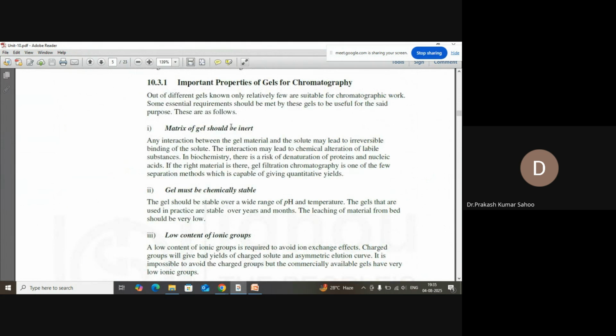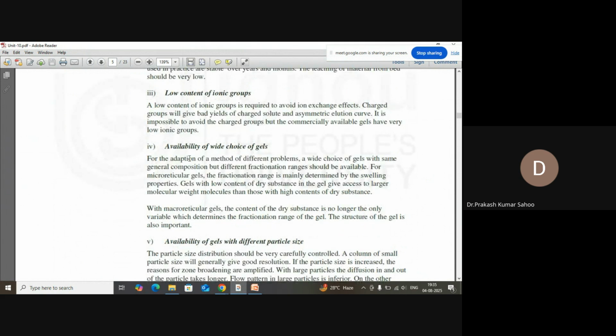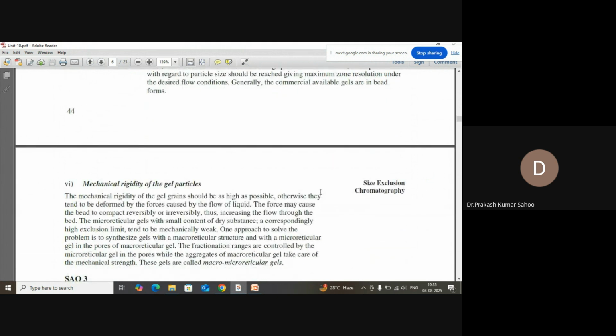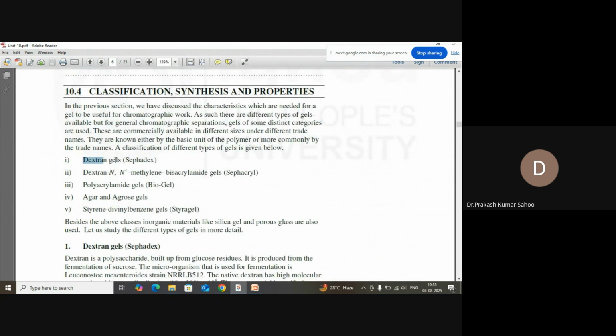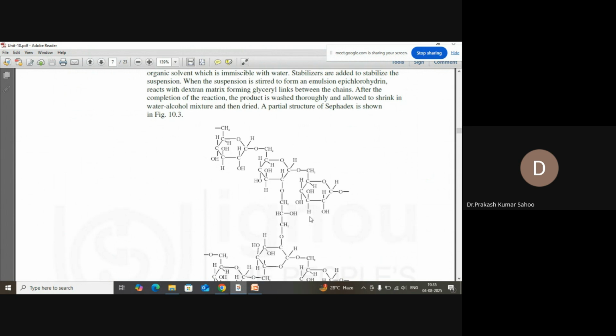The matrix should be inert, chemically stable, with low ion content, availability of a wide range of gel, availability of gel with different particle size, and mechanical rigidity of the gel particle. Then come dextran, Sephadex, Sephacryl, polyacrylamide gel, agar-agarose, and styrene divinylbenzene. All the things are discussed in our PowerPoint presentation. So this is the Sephadex molecule we have.